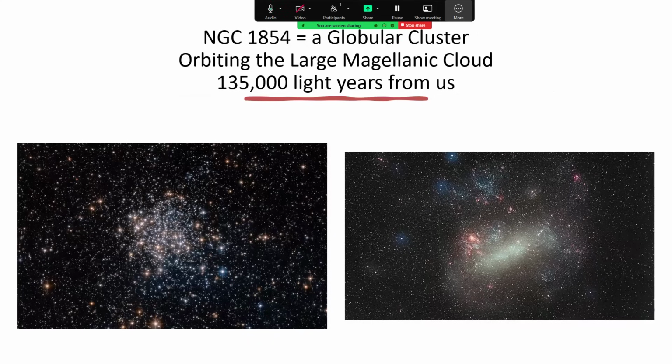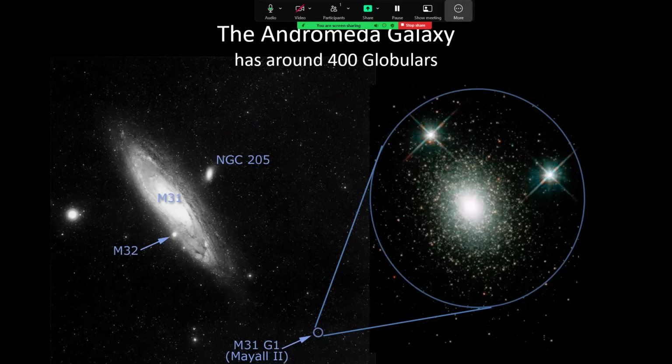We have found a globular cluster that orbits the dwarf galaxy, the Large Magellanic Cloud. So NGC 1854, 135,000 light years away, is in orbit round the dwarf galaxy, the LMC. So they can have globular clusters just like we can, and so can Andromeda. And we have found around 400 such clusters. So it looks like the Andromeda galaxy's got even more globular clusters going around it than the Milky Way. And that would make sense because it's a slightly bigger galaxy. If we've got 150 globulars, Andromeda's got 400.